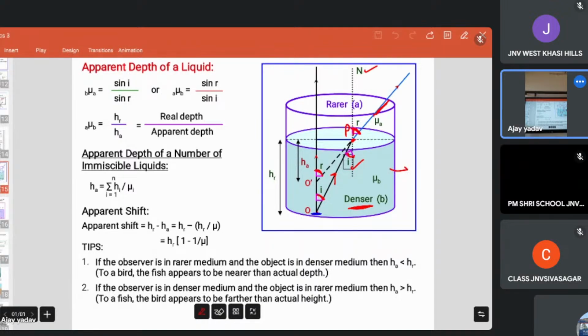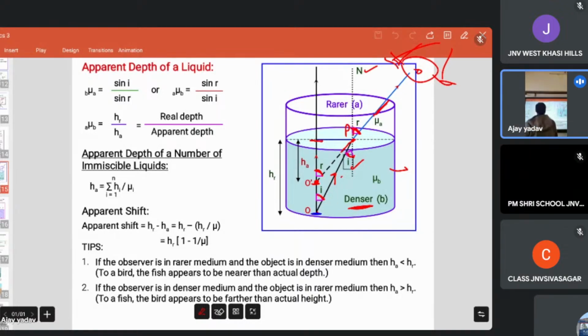Now, if we retrace this ray backward, then it will meet at O dash. So if a person looks from here, then he will see the bottom at O dash instead of O. So from the interface up to the point O dash, this is the apparent depth, and this depth we have to calculate.